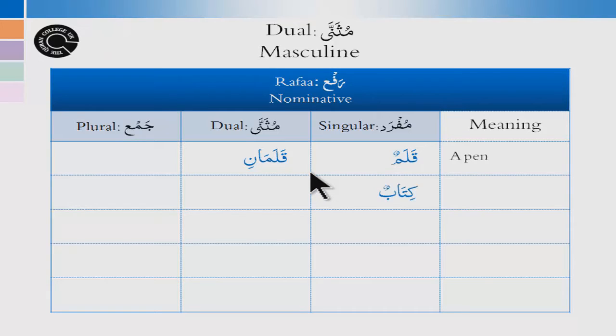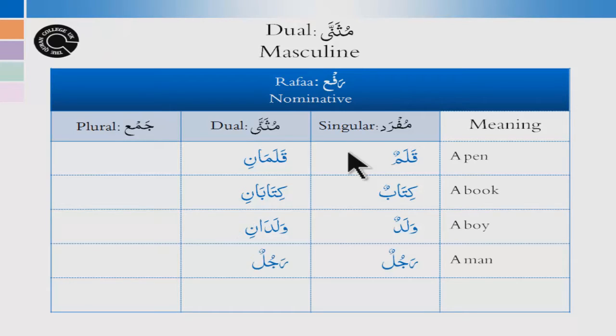Let's take another example. Kitabun, and we want to make two books out of it: kitaba plus ani, so that would be kitabani. Now waladun: you replace it with walada and then ani, so that would be waladani. And rajulun becomes rajula, and it brings the ani sound, so rajulani. And the last one is babun, baba, babani.